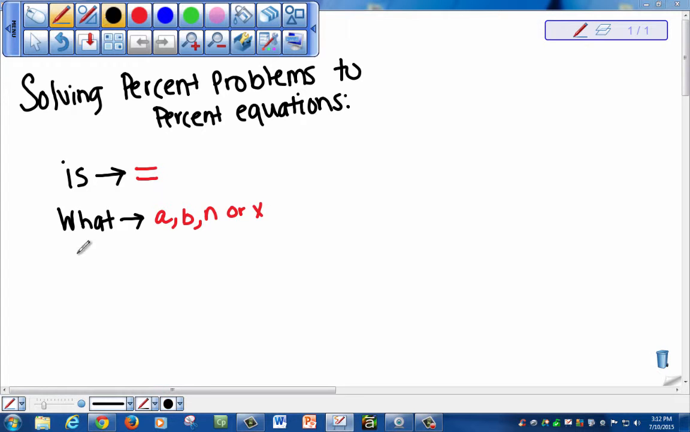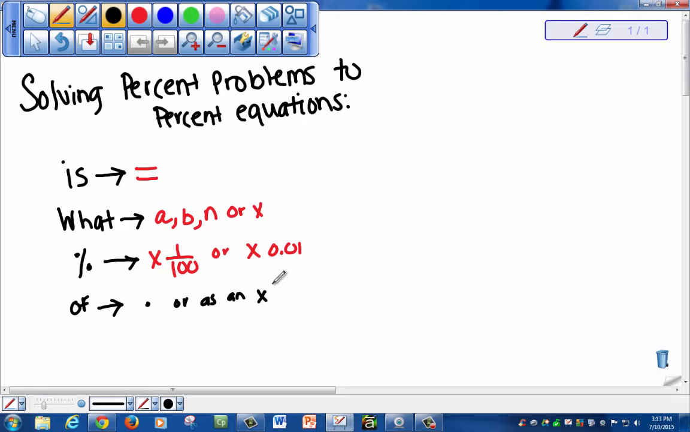Whenever we see the percentage symbol, it means we're gonna translate it to either times 1 over 100 or times 0.01. And whenever we see "of," it means times, either as a dot or as an X. Just know that we have to multiply. Now we're gonna start with a set of examples.